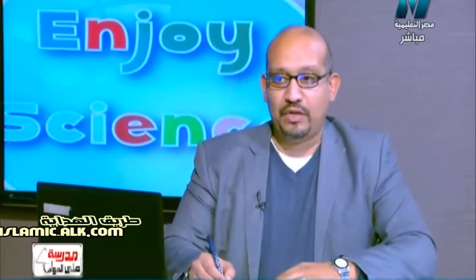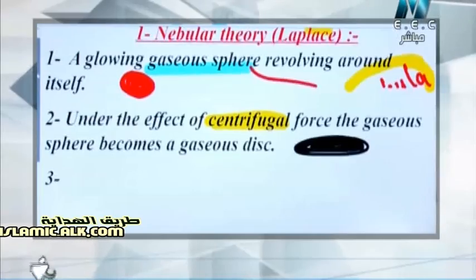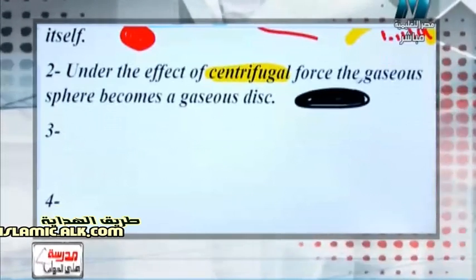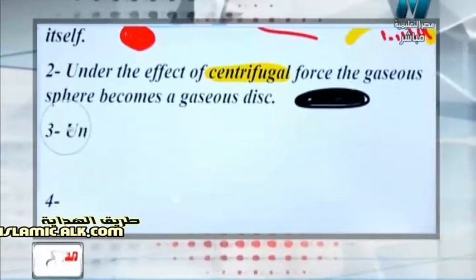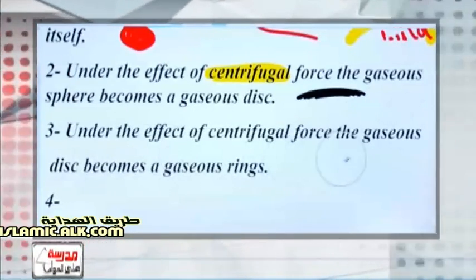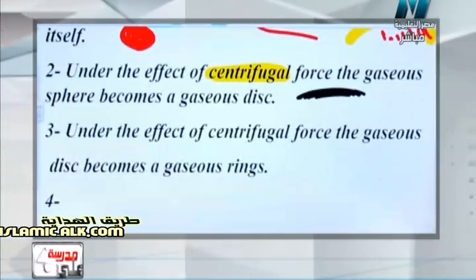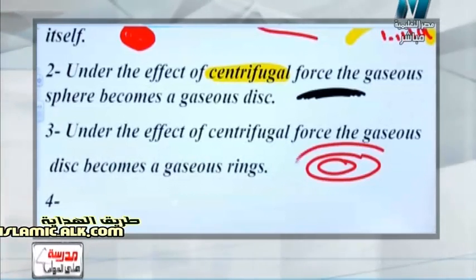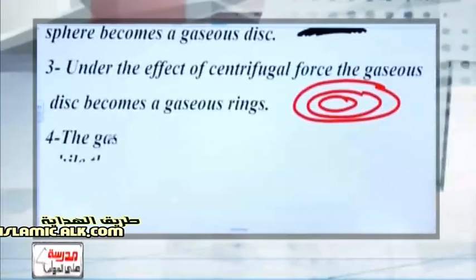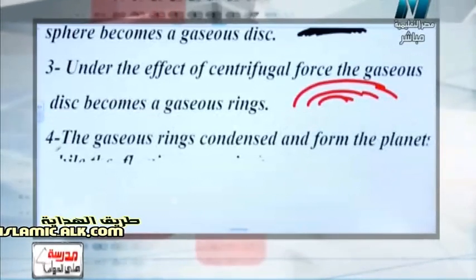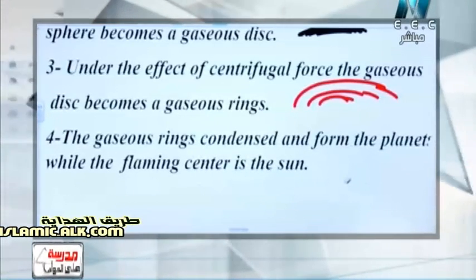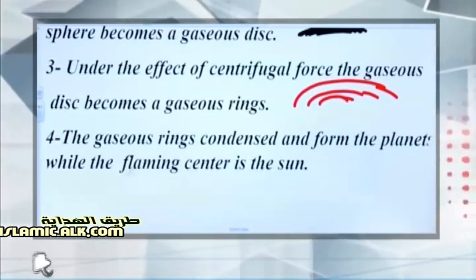So it says a glowing gaseous sphere revolving around itself under the effect of centrifugal force. We agreed that centrifugal force, from fast rotation, pushes things outward. Number 3: under the effect of centrifugal force, the gaseous disk becomes gaseous rings. And the last point in this theory: the gaseous rings condensed and formed the planets. The flaming center is the sun. Be careful with this last point: the flaming center is the sun.